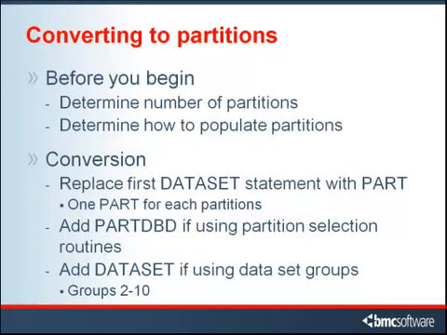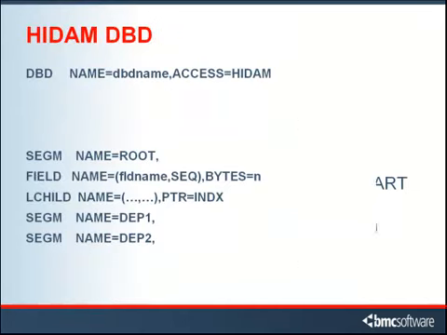for each partition. If you're using a partition selection routine, add a part DBD statement, and if you're using dataset groups, add dataset statements representing group 2 through 10. Now let's take a look at how to change the DBD for specific database types. In these examples, I will omit the DBD gen, finish, and end statements.